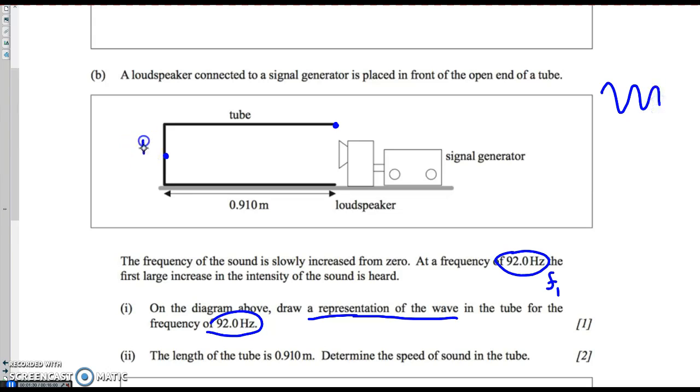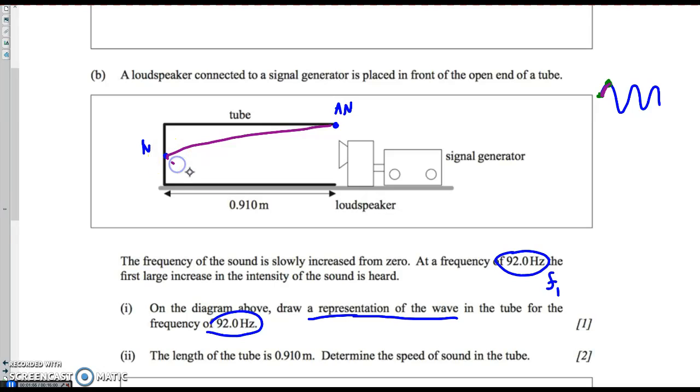We know that this has to be a node. Particles against this wall cannot move left or right. This has to be an antinode. The particles here reach maximum displacement. They move really far to the right and really far to the left. So our standing wave goes from node here to antinode, and that's the first one that we produce. So we stretch that shape across the pipe.